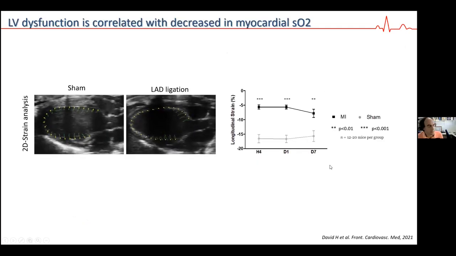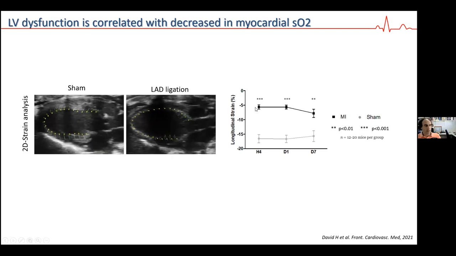So first of all, the left ventricular dysfunction was assessed by strain analysis. As you can see, you have the 2D strain analysis in long axis view. The sham is working well, and when you move to LAD ligation on the right, you see some akinetic segments nearly in the mid apex of the left ventricle. You can put a number on it, and we assessed longitudinal strain. After MI, you expect to see a decrease in the longitudinal strain in the myocardial infarction mice. It goes down to 5% on longitudinal strain compared to 17% for the sham.